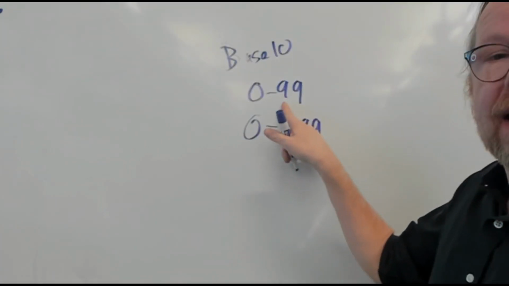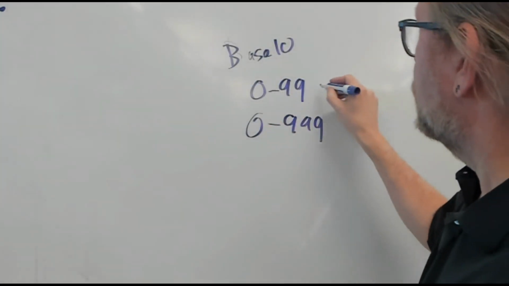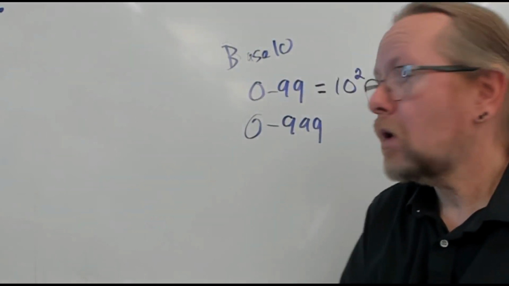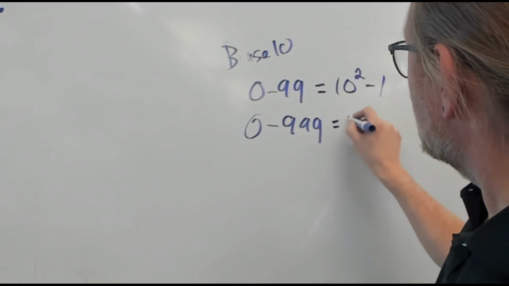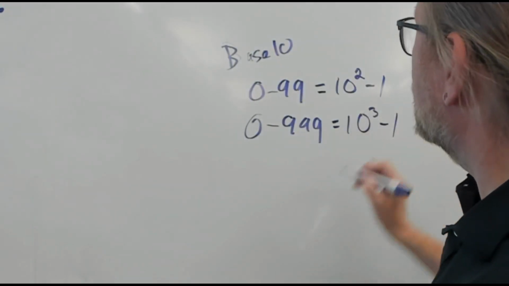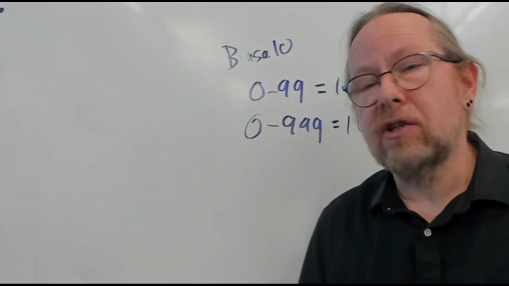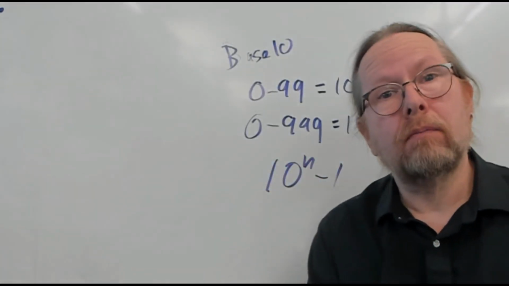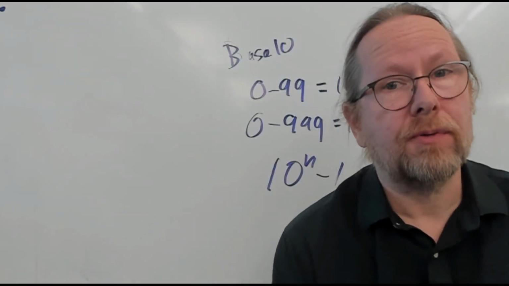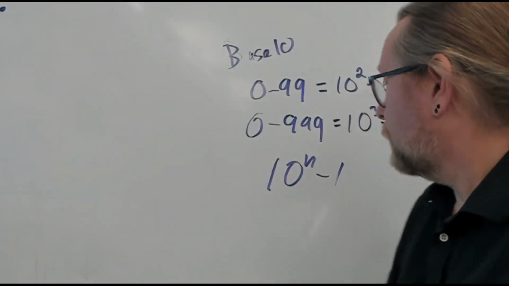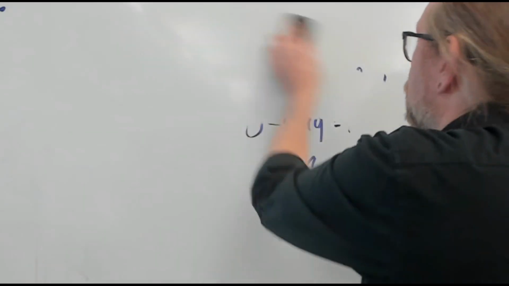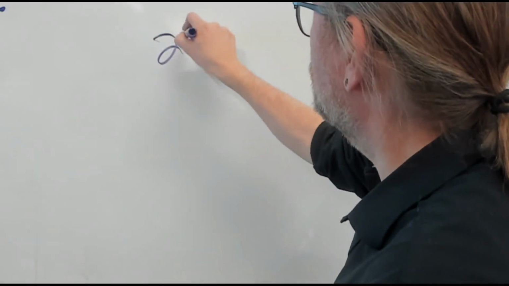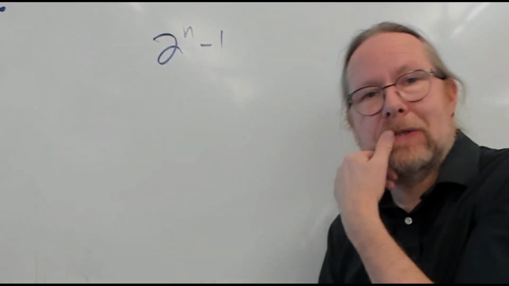This is 1 less than 100, right? This is 10 to the 2 minus 1. This is 1 less than 1,000. That's 10 to the 3 minus 1. So with n digits, we can express up to 10 to the n minus 1 with n decimal digits. It's the same with binary. With binary digits, we can express up to 2 to the n minus 1. Let's see what that looks like.